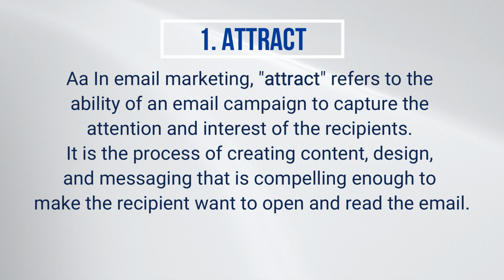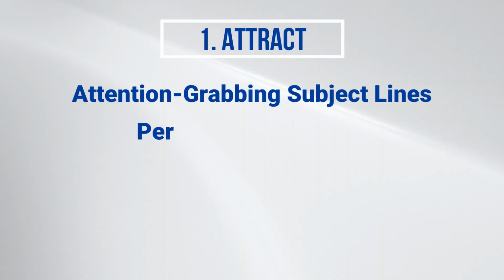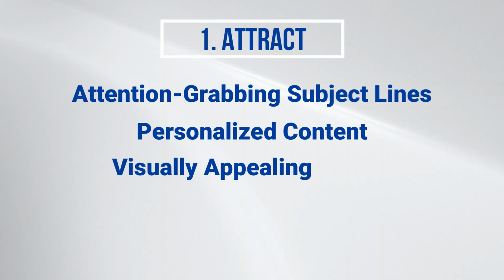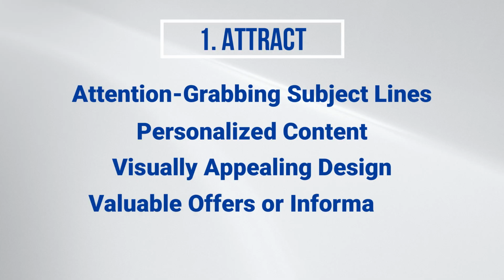First stage is attract. It refers to the ability of any campaign to capture the attention and interest of the recipients. It is the process of creating content, design, and messaging that is compelling enough to make the recipient want to open and read the email. Attracting recipients can be achieved through several techniques, such as using attention-grabbing subject lines, including personalized content, using visually appealing design, and providing valuable offers or information that is relevant to the recipient's interests or needs.